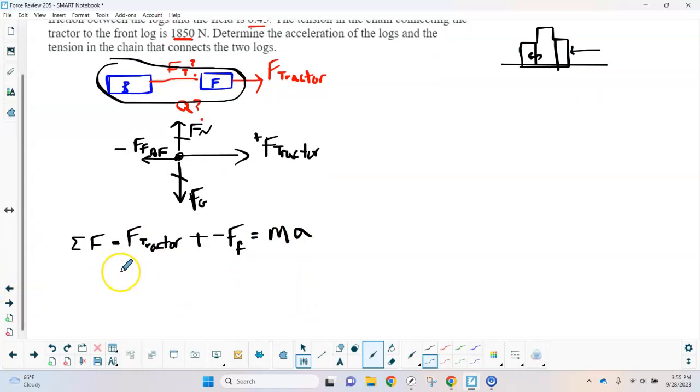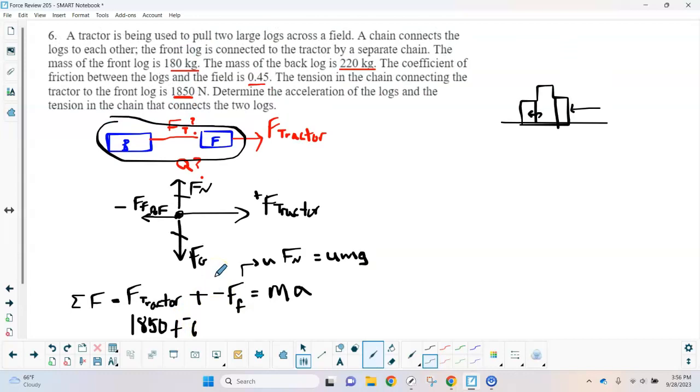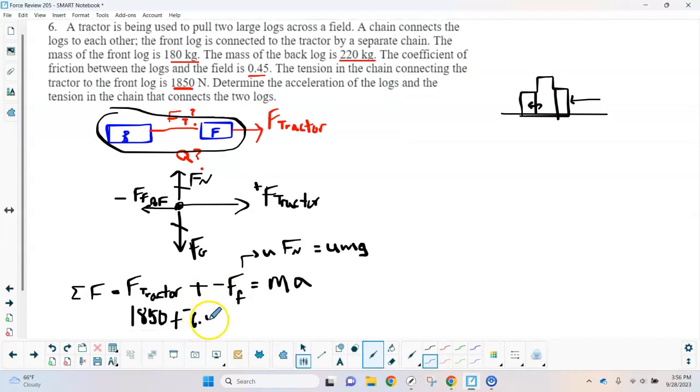So again, it tells us some things. It told us the tractor was pulling at 1850. For the force of friction, we're going to have to use the friction equation, which is U times FN. We already said that the normal force is the same as the gravity, so we can write this as U times mg. So that's what I'm going to plug in to get this friction. I'm just going to start plugging in numbers. So it's a negative, and then the coefficient was 0.45. Sorry, I had to find that in the problem, 0.45. The mass of the logs, we have 180 and 220, so that's going to be 400.